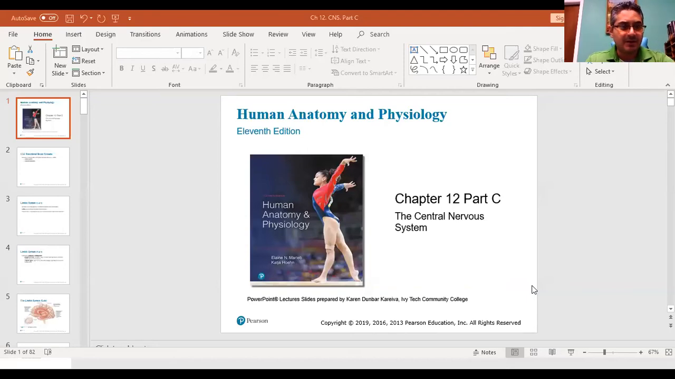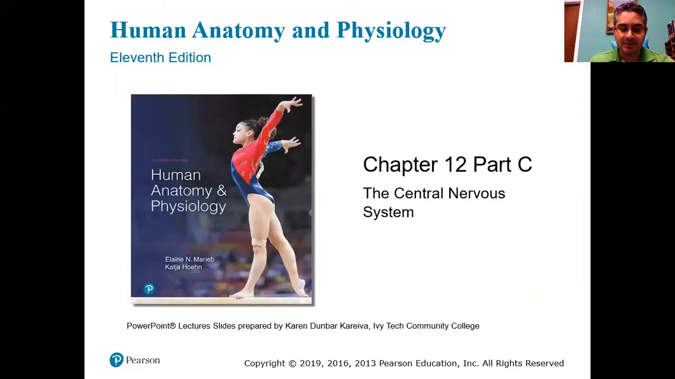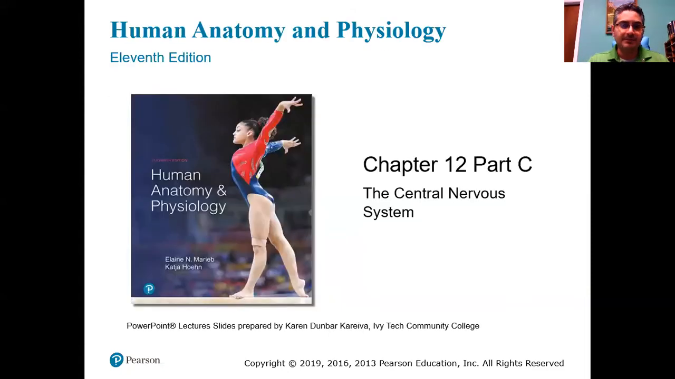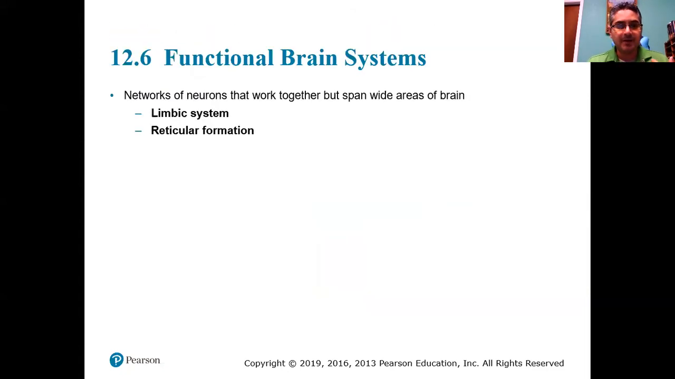This is chapter 12, part C, the last part that we're going to cover in terms of your central nervous system for chapter 12. So we're going to get into this. We are recording. Okay, we're good. So, part C, central nervous system, functional brain systems. Okay, we have the limbic system and reticular formation.